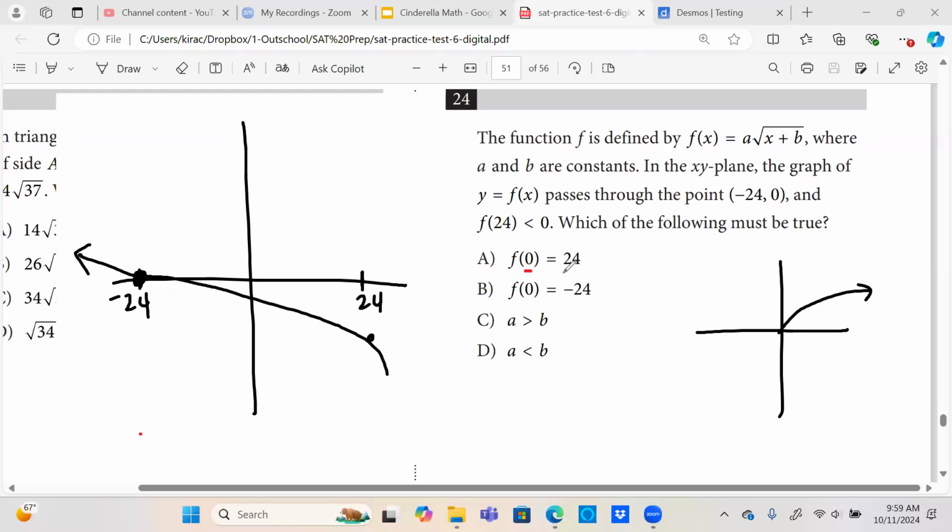If you plug in 0, do you get 24? No, I don't think so, right? This would be f of 0. That doesn't look like 24. If you plug in 0, do you get negative 24? No, I don't think that has to be true. Does A have to be bigger than B, or does A have to be less than B?